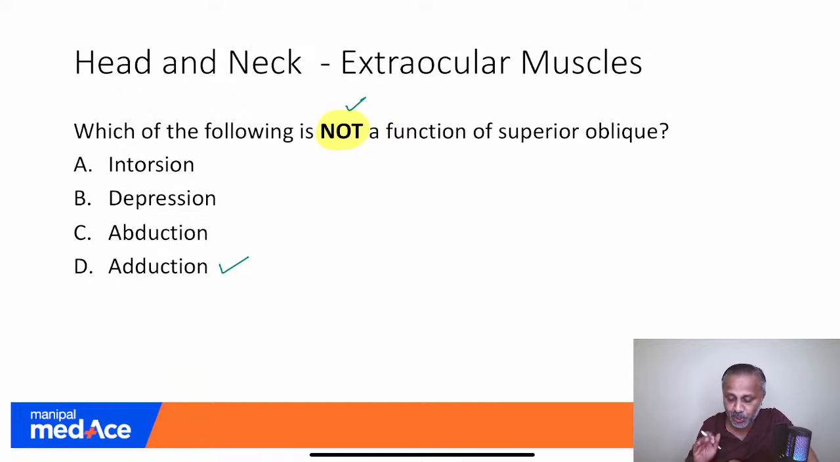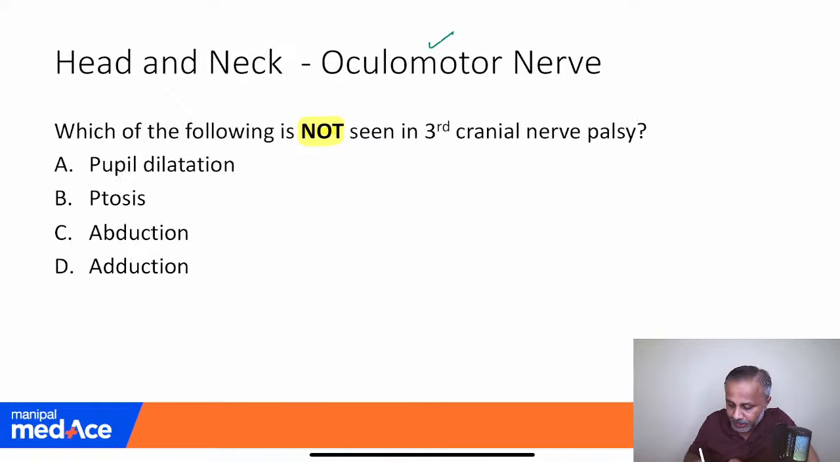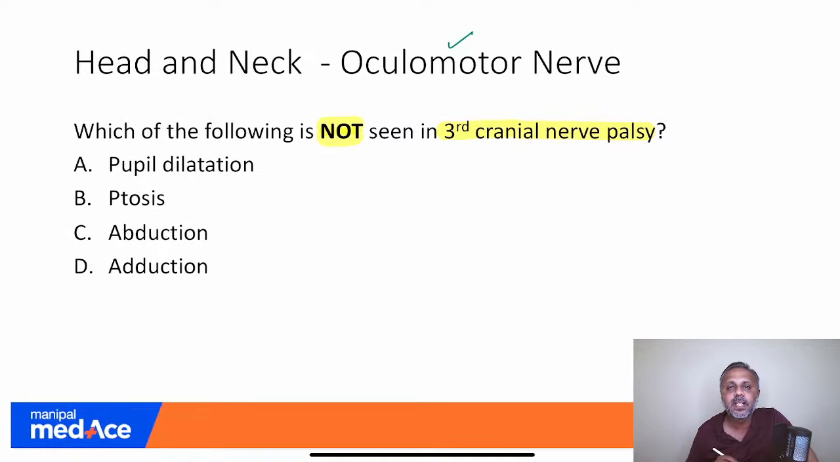Now apart from these two questions, the next question was from the topic of head and neck again, and this was from the oculomotor nerve. Some of you have recalled this question as, which of the following is not seen in the third cranial nerve palsy? The third cranial nerve palsy is the oculomotor nerve palsy, and here are the options. In order to solve this question, what we must know is the actions, the functions of the oculomotor nerve. So let's try to recall what are the functions of the oculomotor nerve.